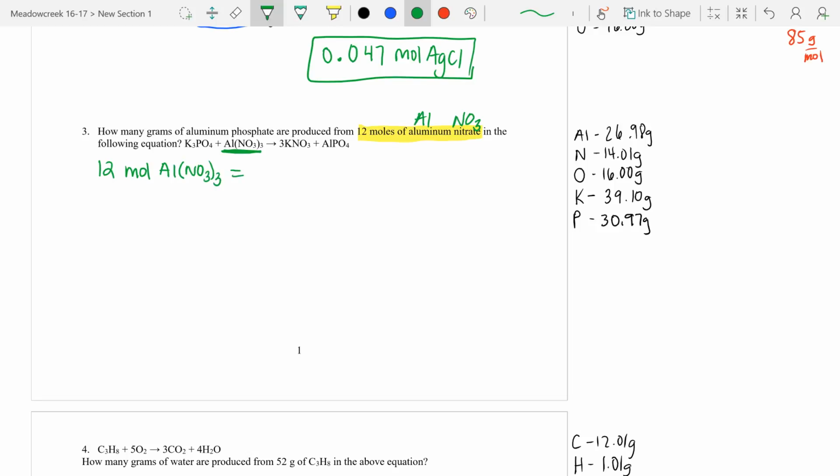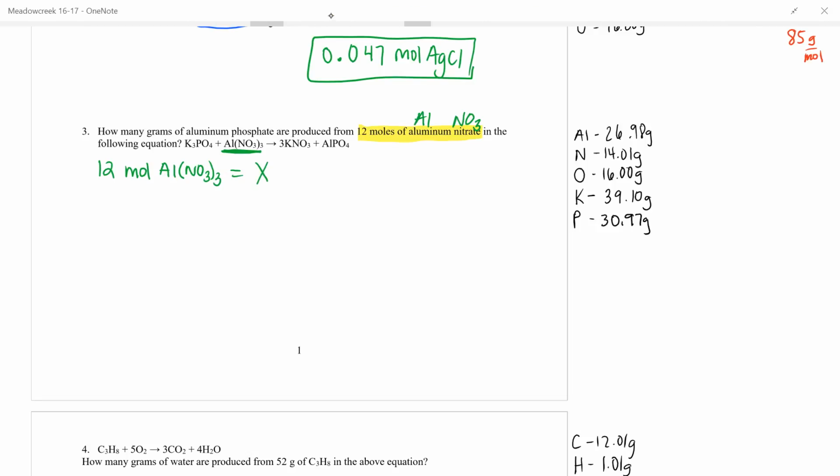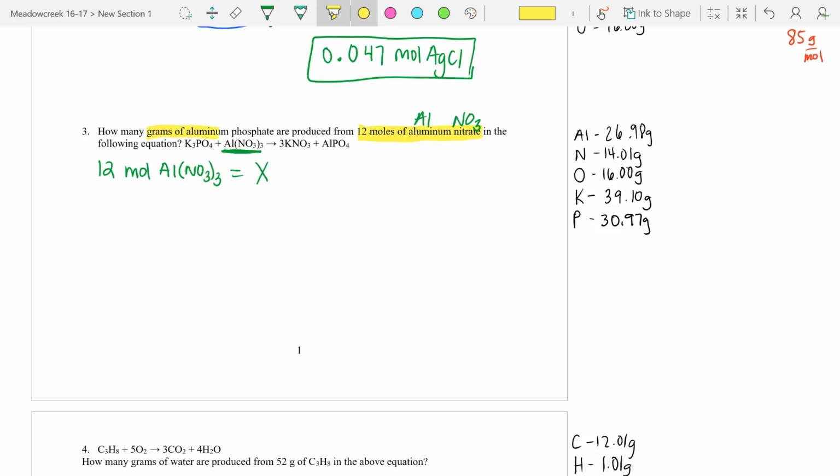Now step number 2 is we set it equal to X and whatever they're trying to find. And currently, they are trying to find how many grams of aluminum phosphate there are. Now, aluminum phosphate sounds like it probably has aluminum and phosphorus in it, which would be this one right here. So I'm going to set equal to X grams of aluminum phosphate. Step number 3 is we bring it on down.